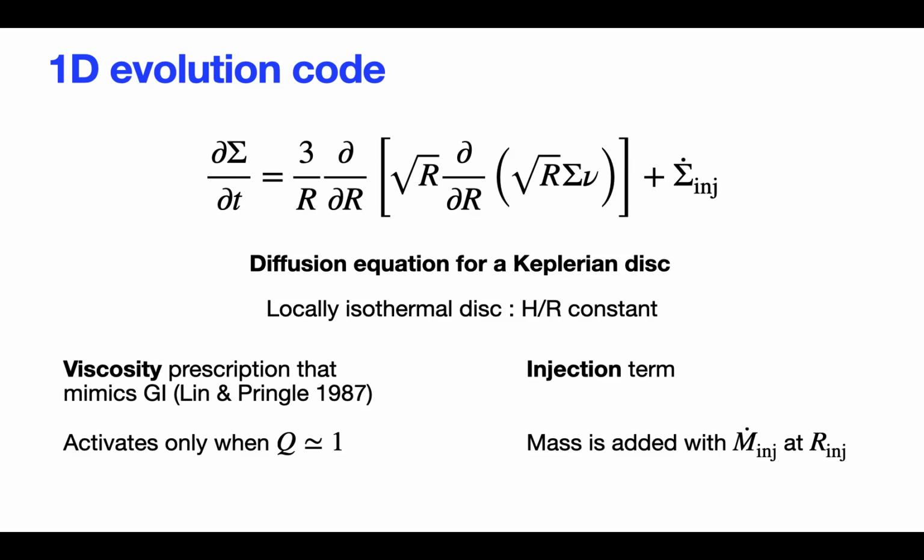So this is the typical diffusion equation for the surface density of a protoplanetary disk. Here, this is a source term, basically indicating that we are adding mass at a given radius with a fixed injection rate. So this is very, very simple. It is basically a delta function at a given radius in the disk. We used a viscosity prescription for the kinematic viscosity that mimics gravitational instability, meaning that it activates only when the Toomre parameter is of the order of 1, so when the disk is unstable. And of course, here a hypothesis is that the disk is locally isothermal, and this will be a hypothesis for all my talk. So this is like the opposite compared to the cooling. Here the temperature is constant throughout the simulation.